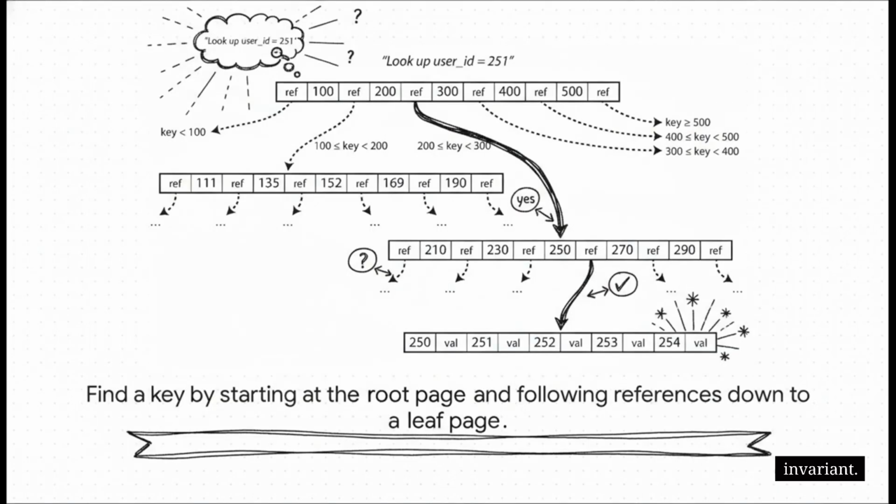A lookup in a B-tree is kind of like a game of 20 questions. You start at the very top, at the root page, and you look at the key ranges. You ask, okay, is my key between 200 and 300? Yep, so you follow that pointer down to the next level of pages. All right, is it between 250 and 270? Yes, you follow that pointer, and you keep doing this, hopping down level by level until you land on what's called a leaf page, and that's where your data actually lives.